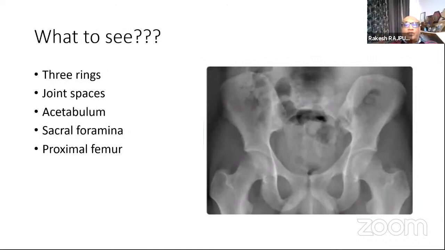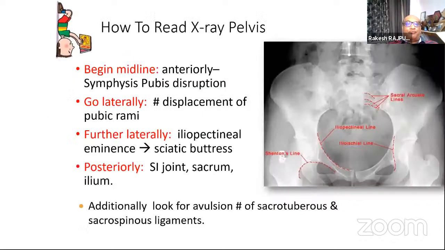So from the first trauma series, you will probably get an AP x-ray. So what you're looking at here is the rings, which you see here. We'll come back to those rings. You look at the joint spaces. We'll come back to that. You look at the acetabulum. You look at the sacral foramina. And you will also look at the other injuries nearby, which is the proximal femur.